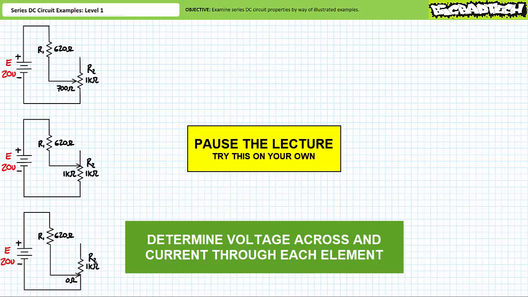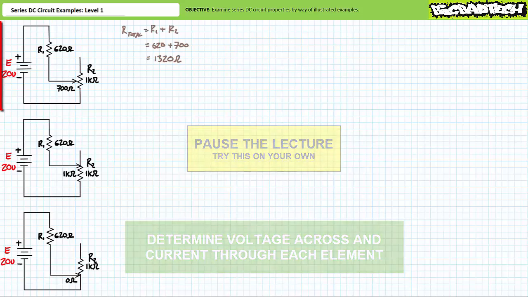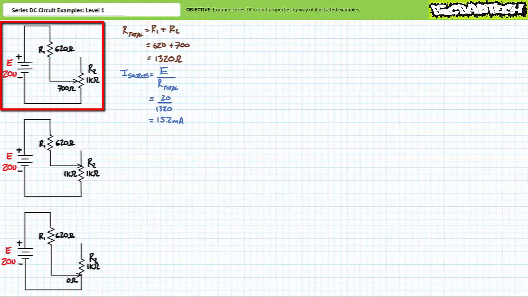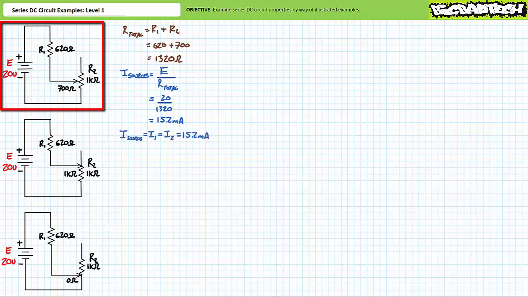If you're tracking, you should have obtained the following results. For the first circuit, the 20-volt source sees a total resistance of 620 plus 700 ohms, or 1,320 ohms, or more appropriately, roughly 1.3 kilo ohms. Source current is equal to supply voltage divided by total resistance. Substituting our given values demonstrates source current to be 15.2 milliamperes. Current through elements in series is the same. This is the most fundamental series circuit property. I source equals I1, which equals I2, and they all equal 15.2 milliamperes.